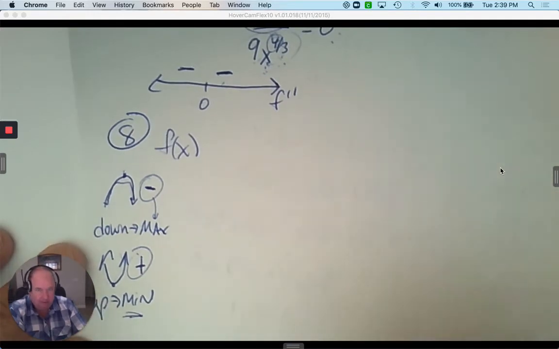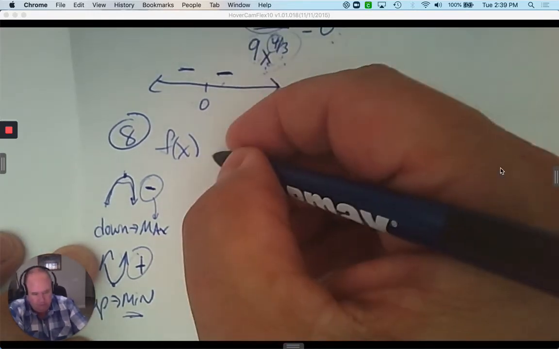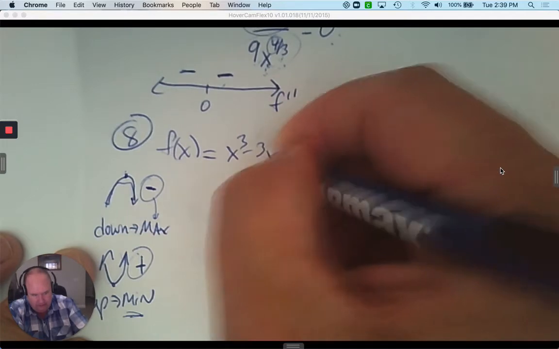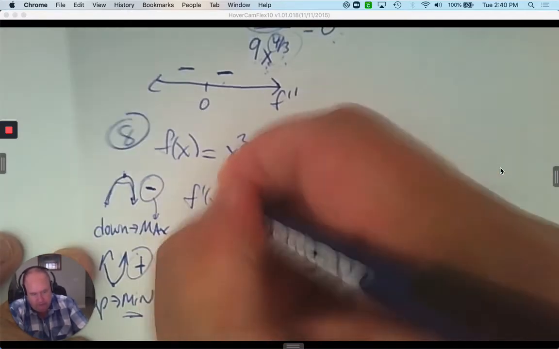It just takes a moment to think and practice it. So we have x cubed subtract 3x squared plus 6. So step 1 is to take the first derivative.